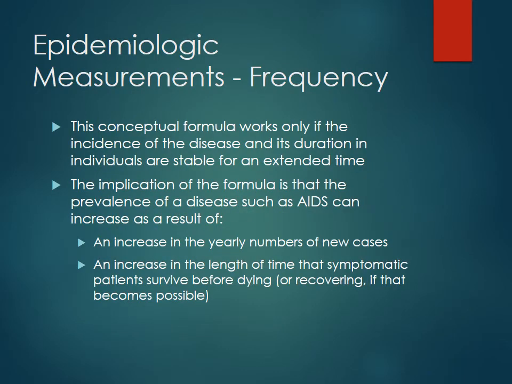So it really only works if the incidence of the disease and its duration in individuals is stable for an extended period of time. And the implication of the formula is that the prevalence of a disease such as AIDS can increase as a result of an increase in the yearly number of new cases. So say something happened where we were diagnosing it differently and increasing the number of cases that we saw, or something changed where we were having some sort of outbreak of it. And then an increase in the length of time that they're symptomatic, that patients survive before dying or recovering, if that becomes possible, for whatever type of disease state you're looking at.